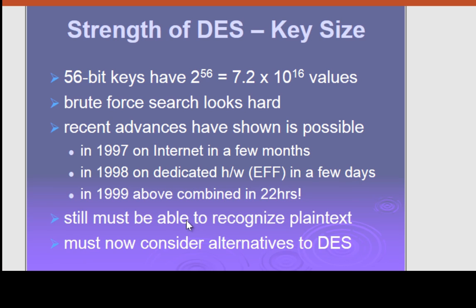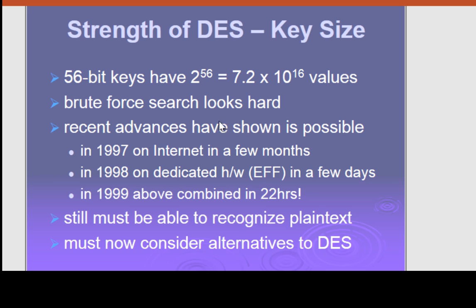Now let us see the strength of DES, how strong it is against cryptanalysis. It uses a 56-bit key, so the security is 2 power 56, that is 7.2 into 10 power 16 values. The cryptanalyst has to try that many values, which is very hard and very complex.